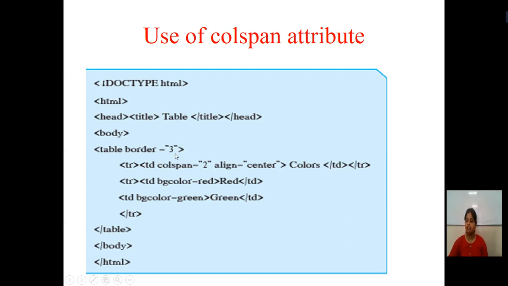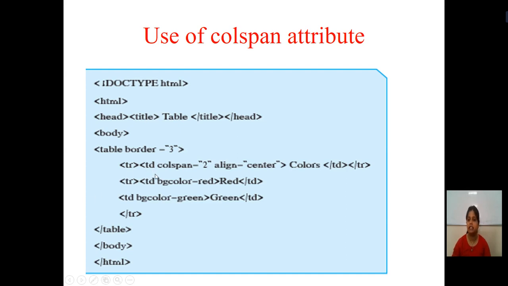Next, here we have assigned the value for border as 3. Now next is the TR tag. Now what is the use of TR tag? We have seen previously that the TR tag is used for the table row. For creating a row in a table, the tag used is the TR tag.